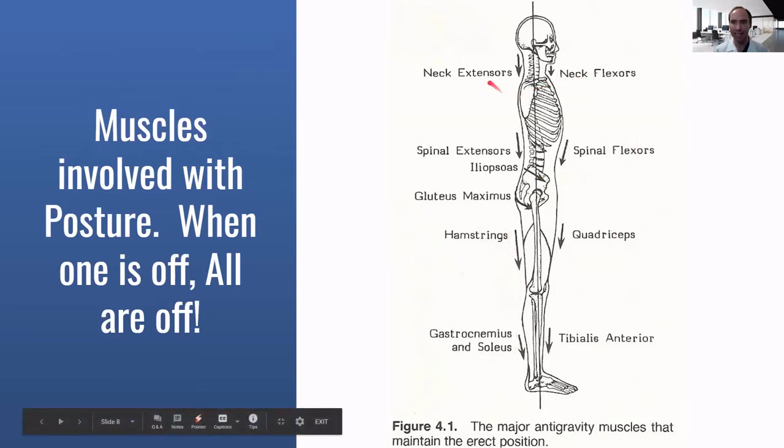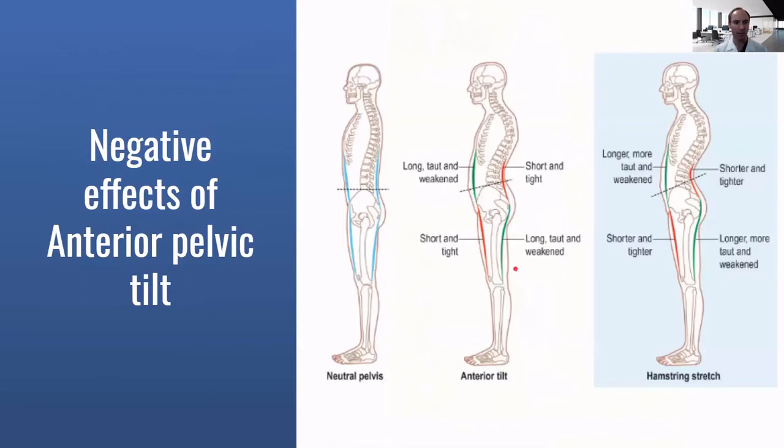And what's fighting against the posterior chain is the anterior chain. So this chain in the front with the neck flexors, the spinal flexors, quadriceps, and tibialis anterior. These all oppose these. So if one is overpowering the other, it's like a tug of war, whatever one is stronger. And we want to focus specifically and show how the pelvis affects this.